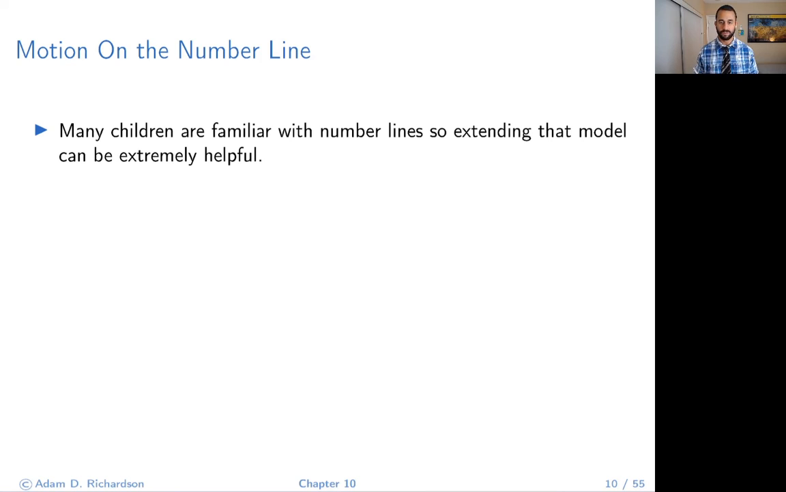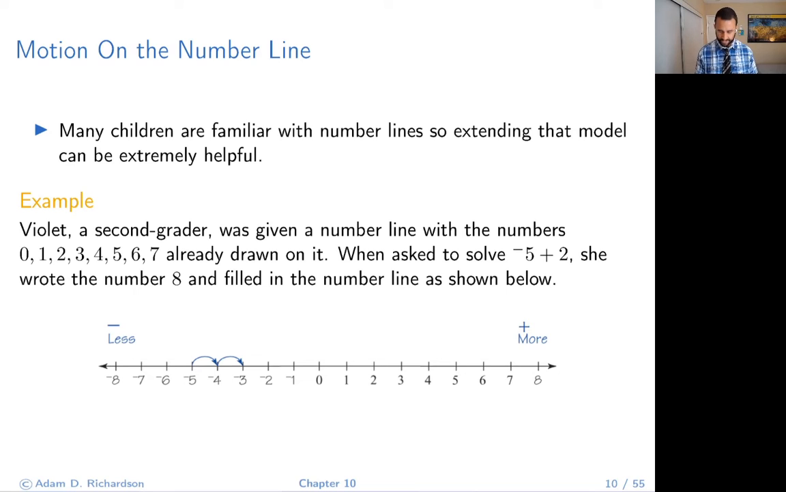Let's start with motion on the number line. Because children know so much about the number line, this is a model that's really nice to extend. Here's an example from the book. Violet, a second grader, was given a number line with the numbers 0, 1, 2, 3, 4, 5, 6, 7 already drawn on it. When asked to solve negative 5 plus 2, she wrote the number 8 and filled in the number line as shown below. So she basically did this. You can see the difference down here. She wrote this in, and then filled in the number line as shown below.